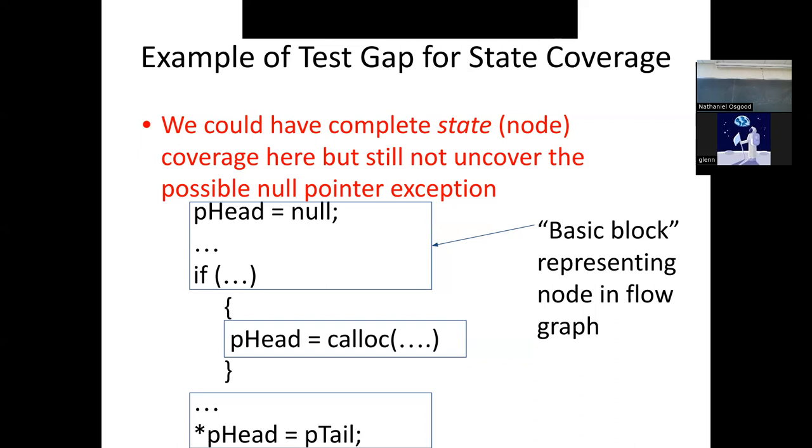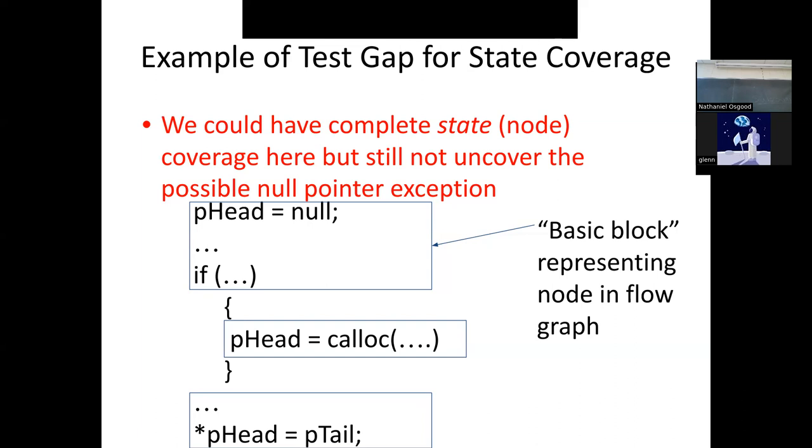Okay, well, we start with P head being null, and then we allocate P head with Kallik. Remember Kallik? Okay. And then we assign to P head. But what's the possibility that is only found if we do edge coverage? What's the possibility? Yes, what? You never call Kallik. Yeah, you never call Kallik.